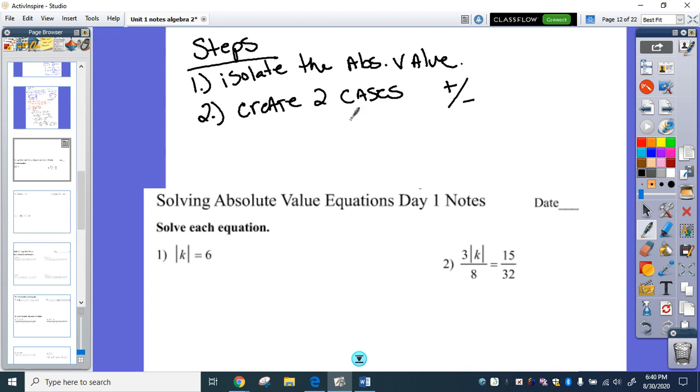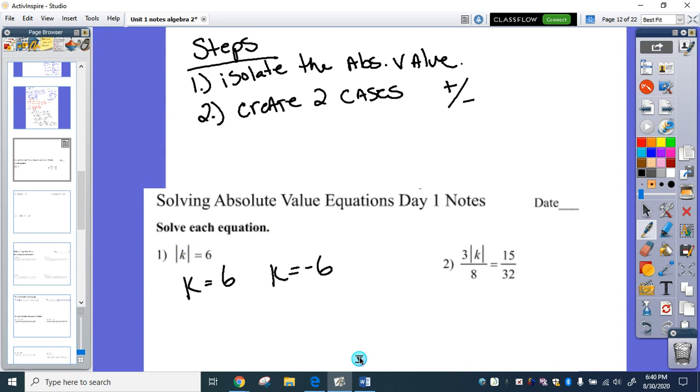Those will give you your two values for your solution. So, for example, number one right here already has the absolute value isolated. So the absolute value of k is equal to 6 means that k could equal a positive 6 or k could equal a negative 6. All you're going to do is change the sign on whatever number happens to be on the other side of your equal sign.